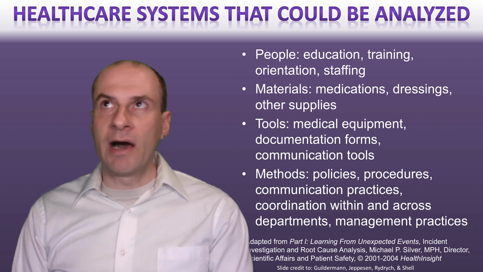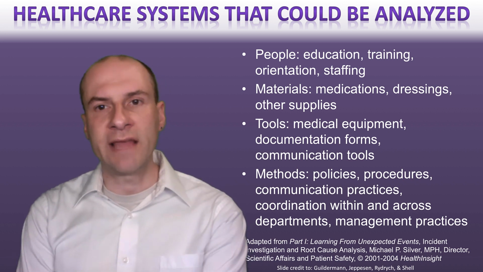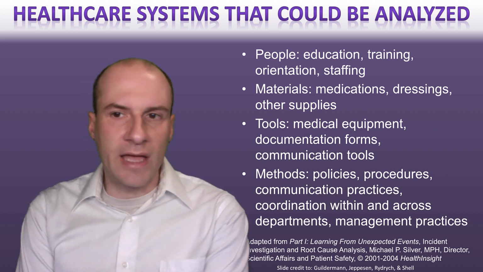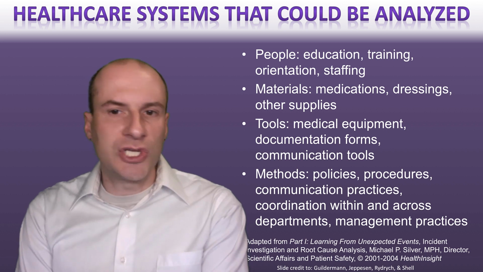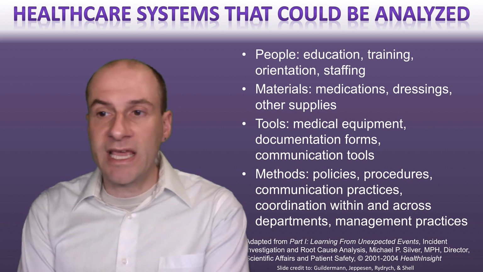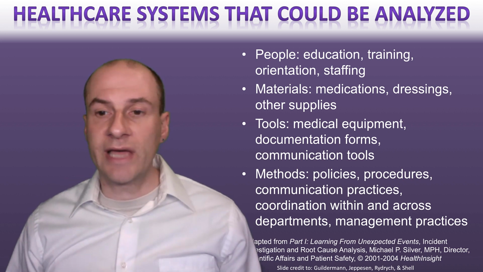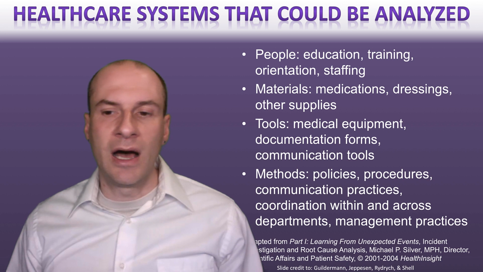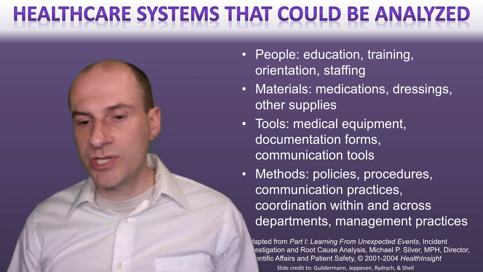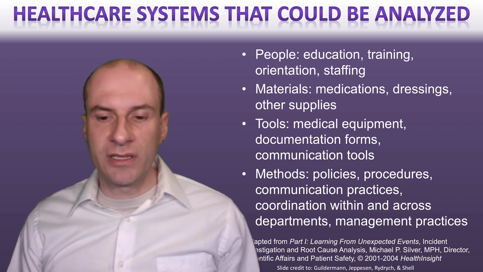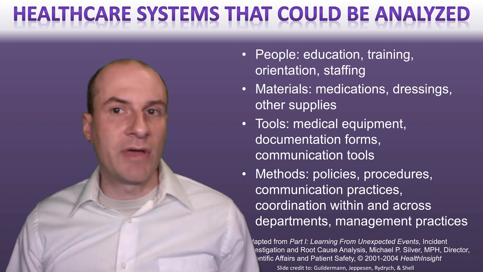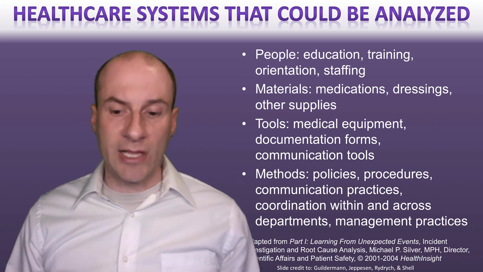So when you think about a healthcare system, if we're moving to analyzing that healthcare system, there's a range of different things that you could look at. People, you could look at education, training, orientation, staffing type elements. You could also look at materials, medications, dressings, other supplies. You can look at medical equipment, tools, documentation forms, communication tools, or you could look at methods like policies, procedures, communication practices, coordination, management practices. So these are all just different elements that one would think about in a healthcare system and try to address, right?